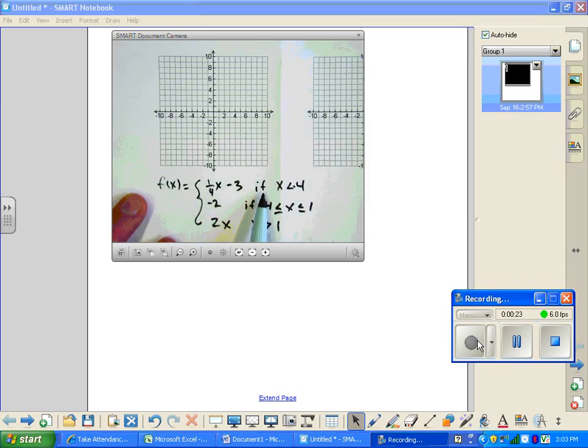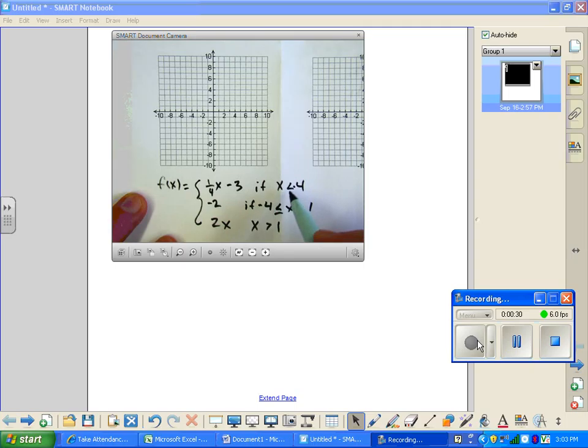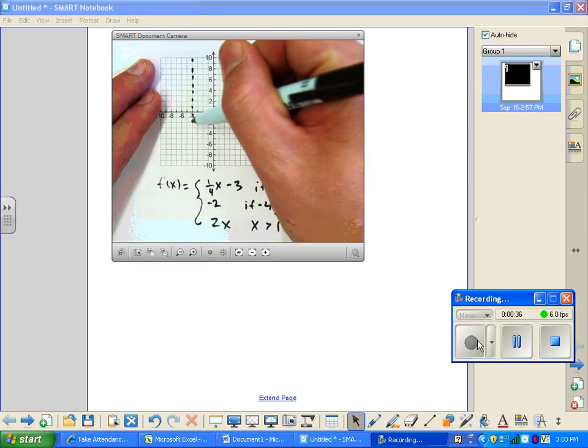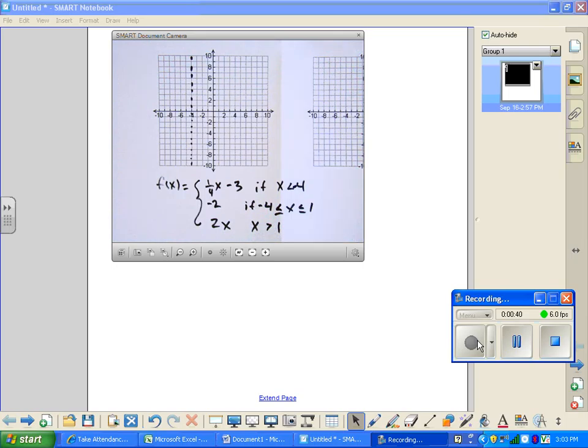Now, this one can only exist if x is less than negative 4, excuse me. So this is going to put us a boundary at negative 4. And so we're actually only going to draw that on the left side of negative 4 there. So let's graph 1/4 x minus 3.